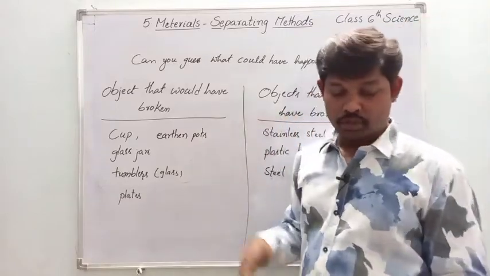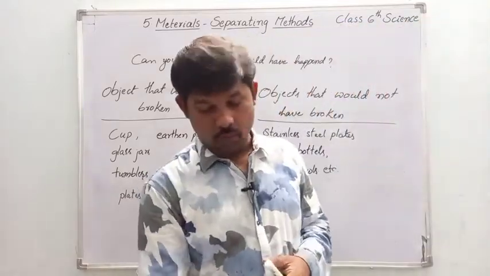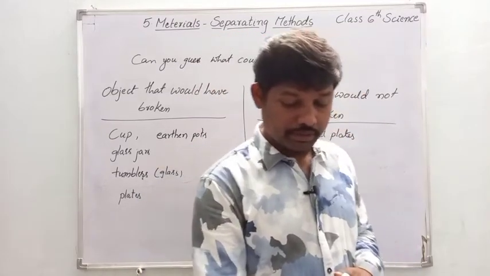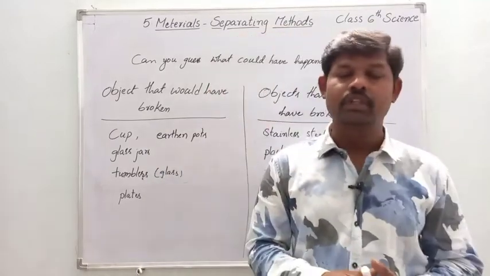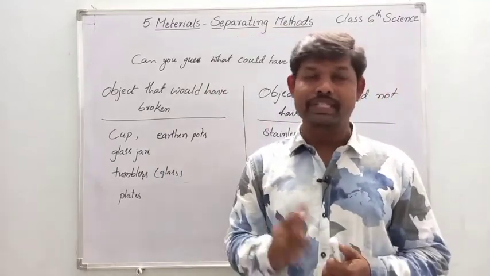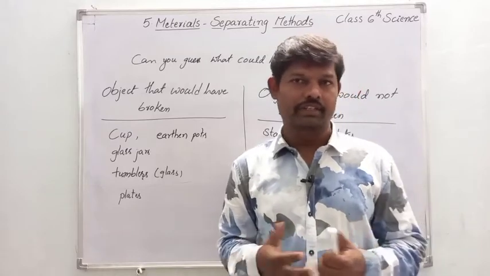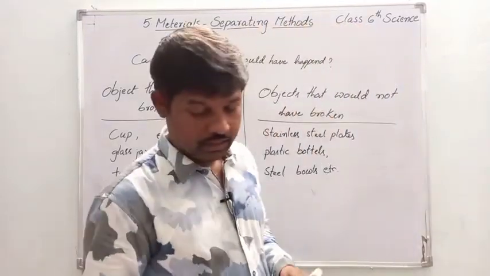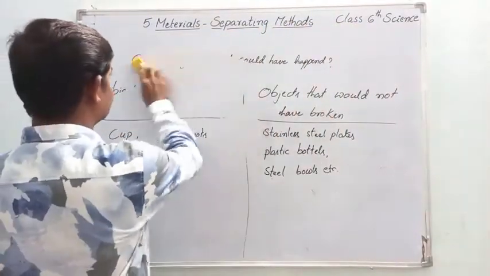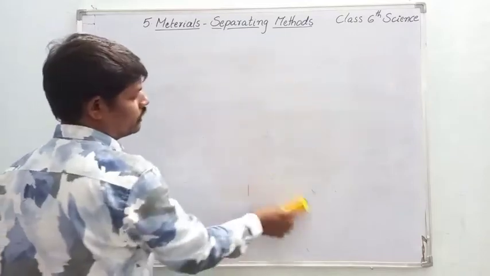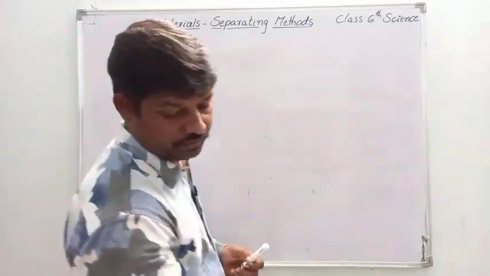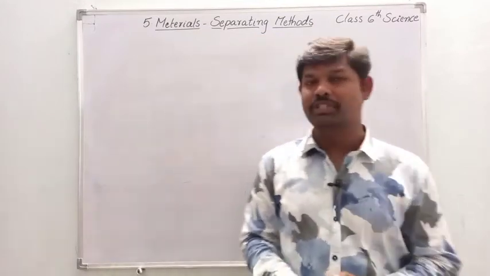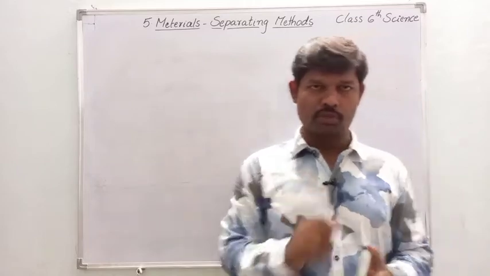So we can guess. So now another question is, why do some objects break and some don't? What is the reason? So let us learn in this lesson. So what is the reason behind this? Can you tell why some objects break and some don't?